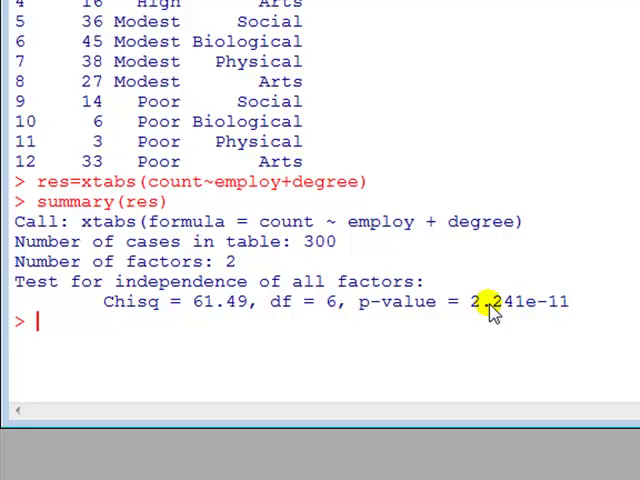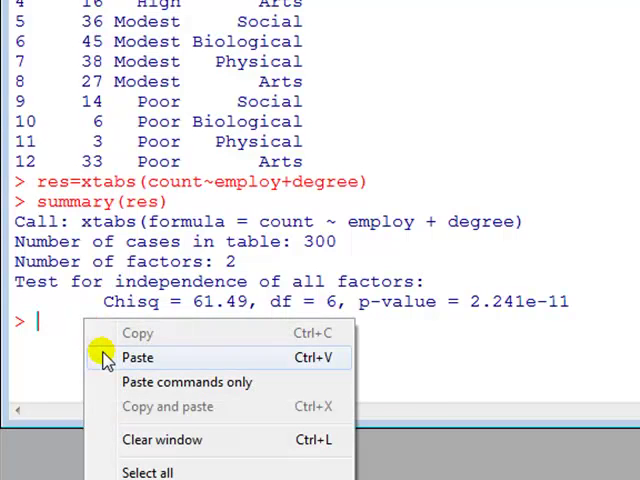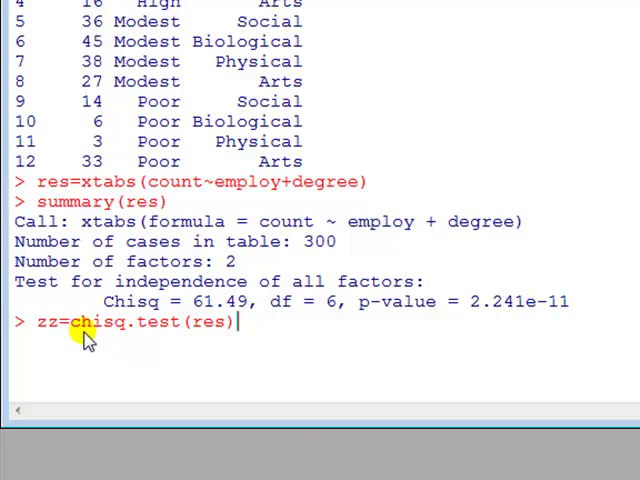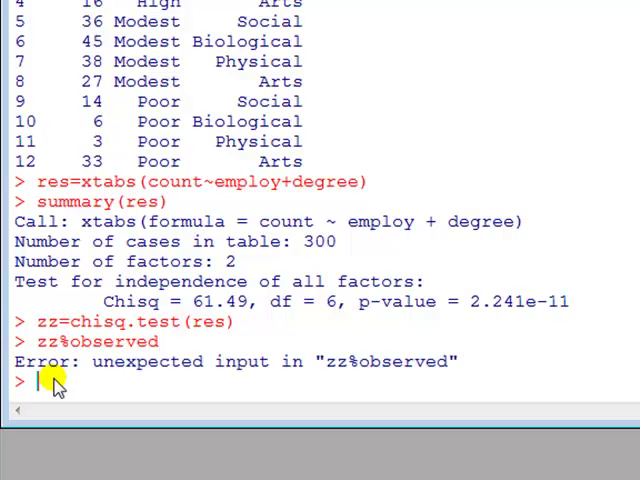Now, having been able to say that there's an association, I want to discuss more about the nature of that association. To get that, we use the chisq.test command. So the format is chisq.test, and the results of the crosstabs put into there, we'll call it ZZ. And then if we look inside the object ZZ, we can look at the observed values. Oops, I spelled that wrong.